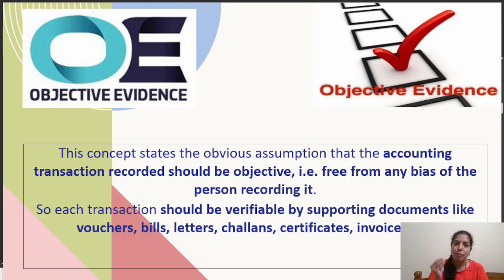That is, one particular document should be acting as evidence in order for you to record those transactions. If any purchase has occurred in the company, or if you have sold any goods to an XYZ party, then the purchase invoice, the sales invoice, or the vouchers, the bills, the certificates, or any challans that support the transaction happening on that particular date should be there. Otherwise, you cannot record those transactions in the books of accounts.